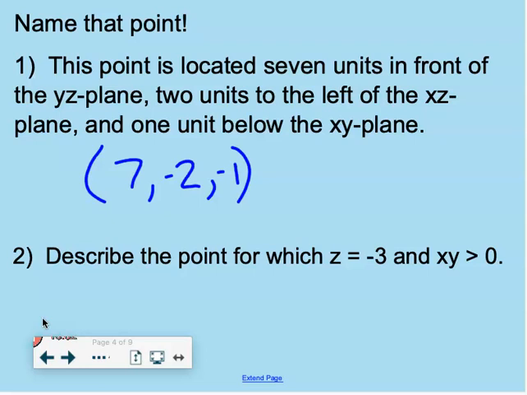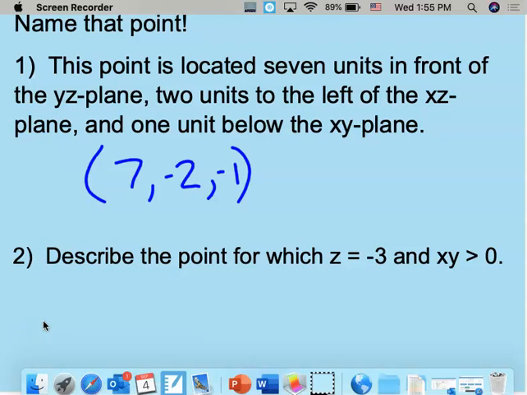Part 2. Describe the point for which Z equals -3 and X times Y is greater than 0. So think about this for a minute. Z, is that a point? Is that a line, or is that a plane? Plane. That's a plane. Now, I tend to use little whiteboards to demonstrate planes.